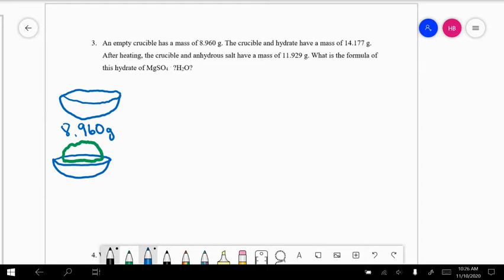And then we're going to represent the water that's trapped in between the molecules, like such. And this is just a picture. So this is 14.177 grams. This is just the crucible, and it says plus the hydrate, so that's plus the salt, plus the water that's trapped in the salt.